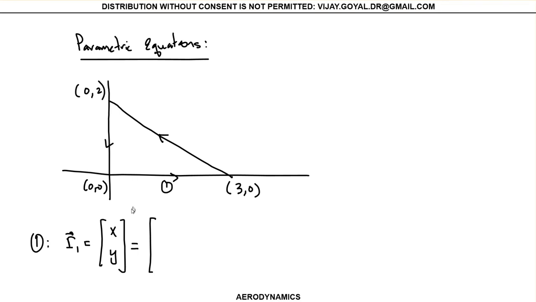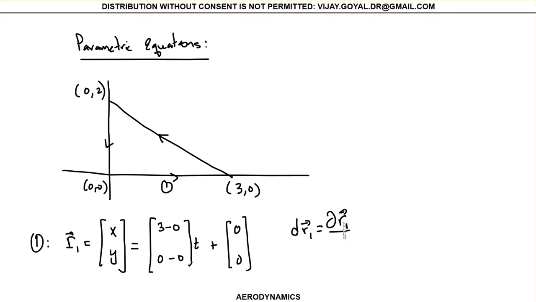So what you do is you take the vector, this minus this, 3 minus 0, and y2 minus y1, that's 0 minus 0. You multiply that by a parametric variable, t, and you add to that the initial coordinate, that's 0, 0. So this becomes your new vector that defines this segment. And that means that your dr1, you can use the chain rule, that says dr/dt dt. So you can take the derivative of all this.